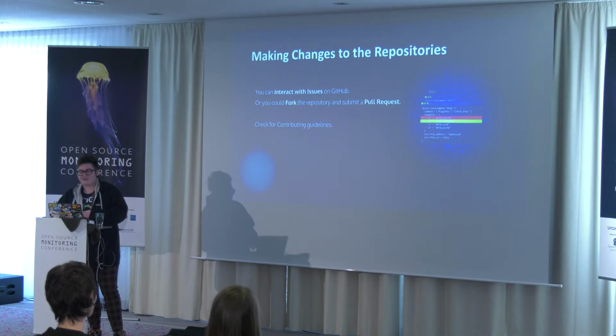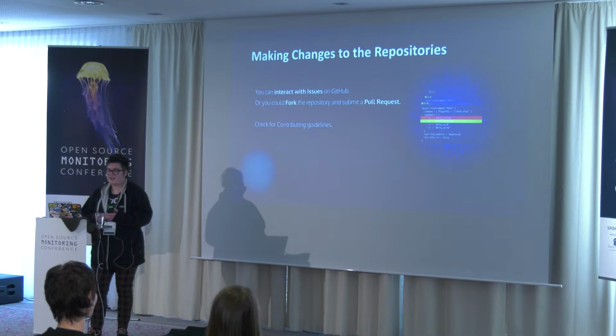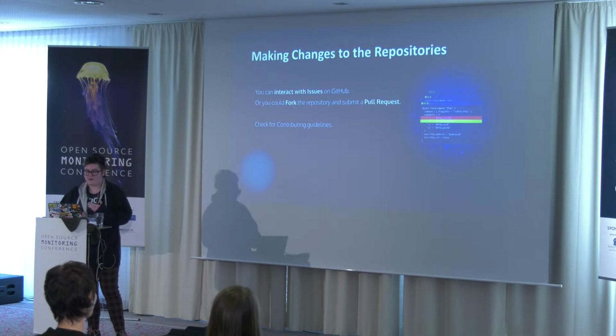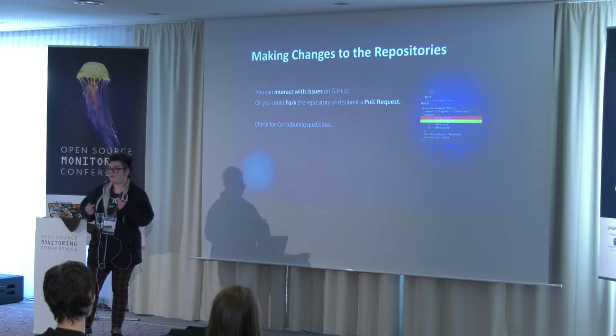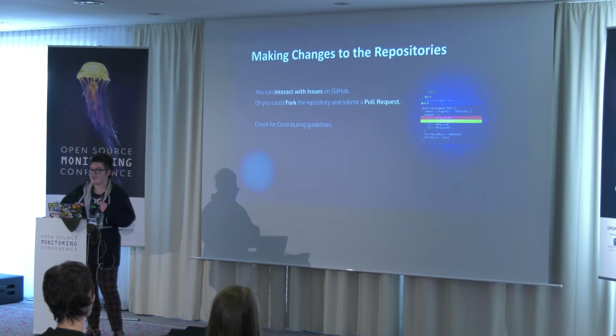And making changes to the repository obviously doesn't only include interacting with issues, but you can also fork the repository. So the workflow on GitHub is that you make a fork, which is kind of a clone of the repository that you make on your own account. And then you create a pull request from that fork. So you're going to suggest pulling the information and the changes you made in your own repository into the main repository, so it is in the code base for everyone.